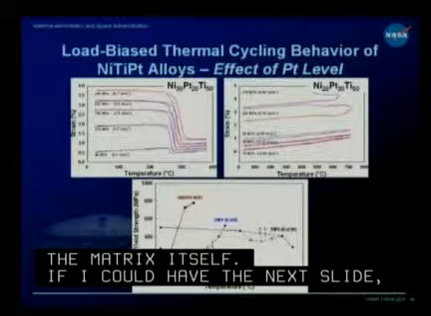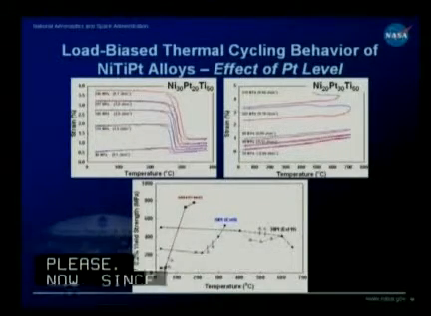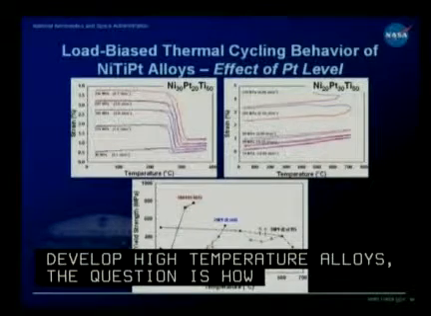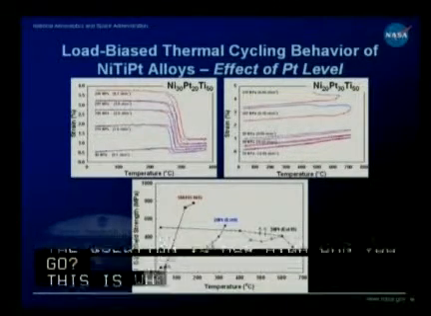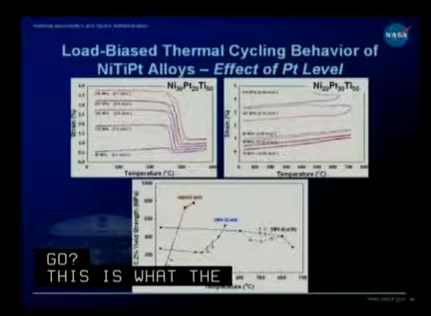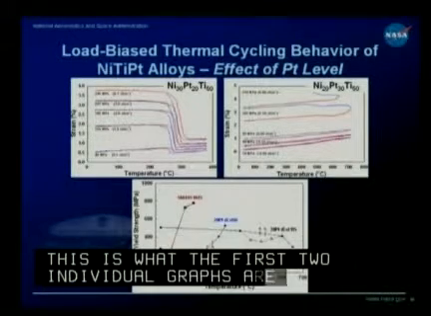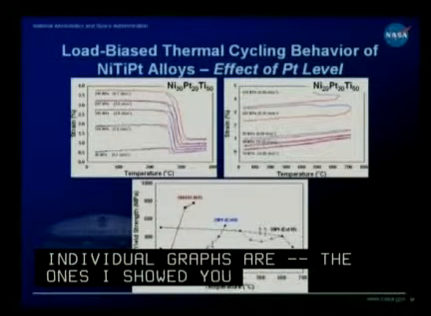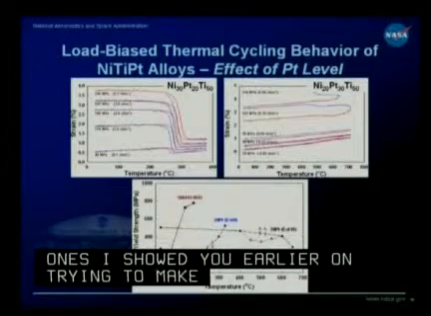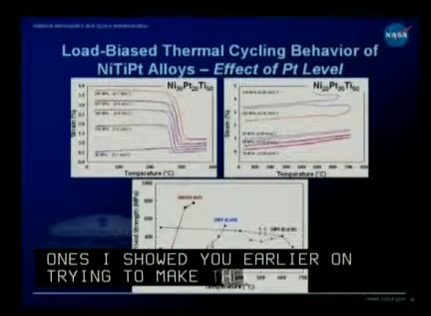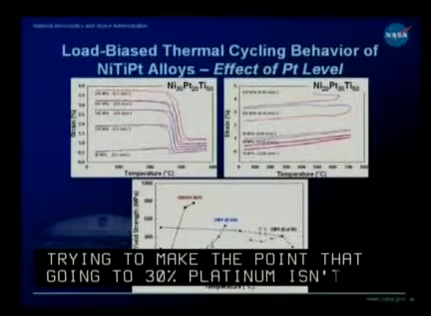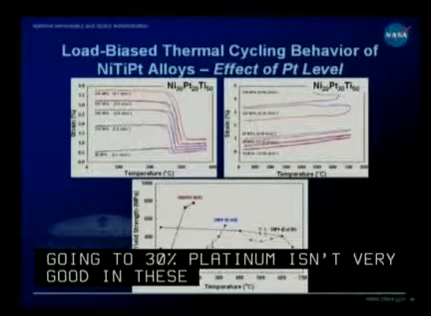Now, since we're trying to develop high temperature alloys, the question is, how high can you go? This was the first two individual graphs are the ones I showed you earlier on, trying to make the point that shape memory behavior doesn't represent load bias behavior. So we know that going to 30% platinum isn't very good in these materials. And again, I said I'd come back to tell you why. And we've covered this already, but I'll show you again.